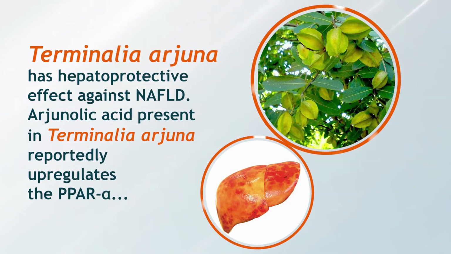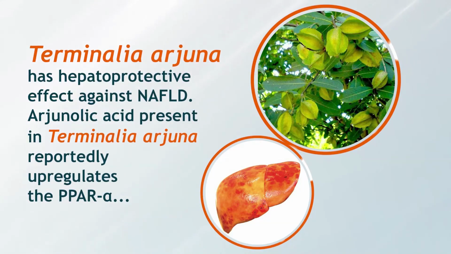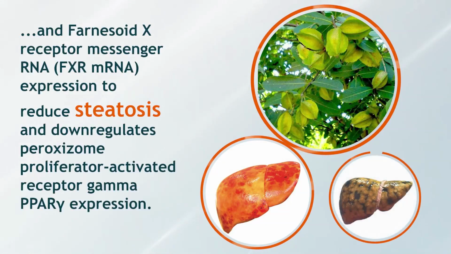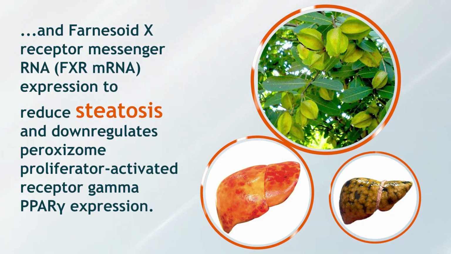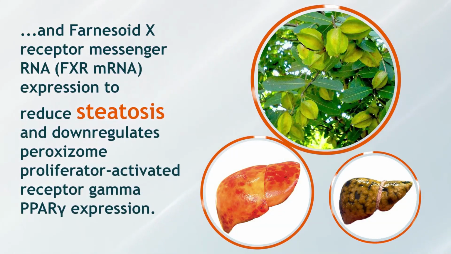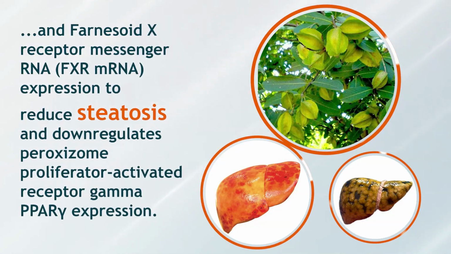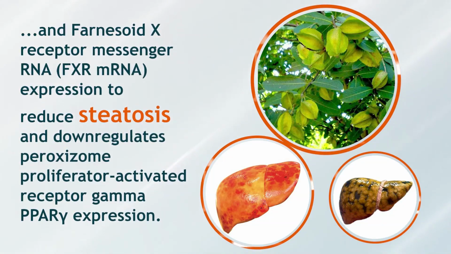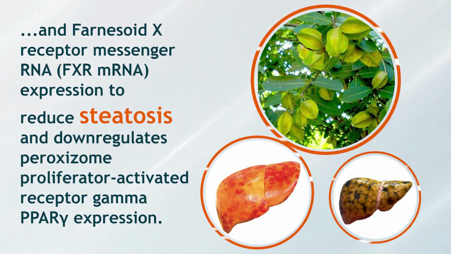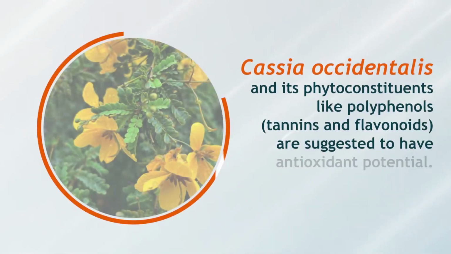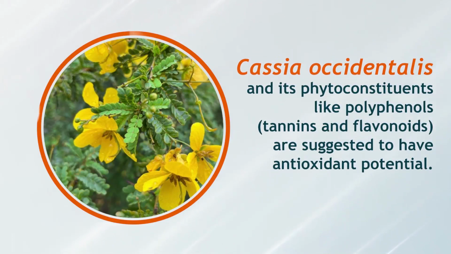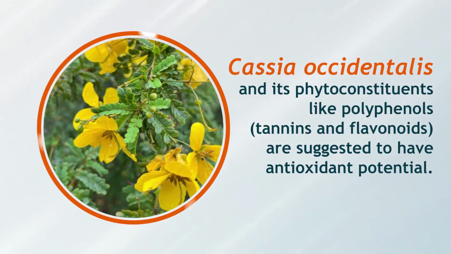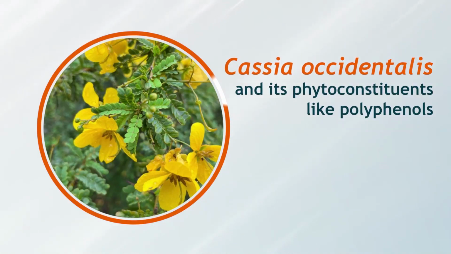Arjunolic acid present in Terminalia arjuna reportedly upregulates the PPAR-alpha and farnesoid X receptor messenger RNA, FXR mRNA, expression to reduce steatosis and downregulates peroxisome proliferator activated receptor gamma, PPAR gamma, expression. Cassia occidentalis and its phytoconstituents like polyphenols, tannins, and flavonoids are suggested to have antioxidant potential.